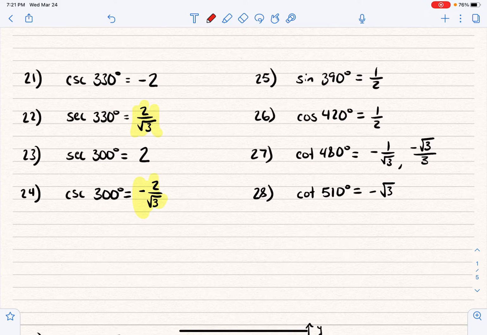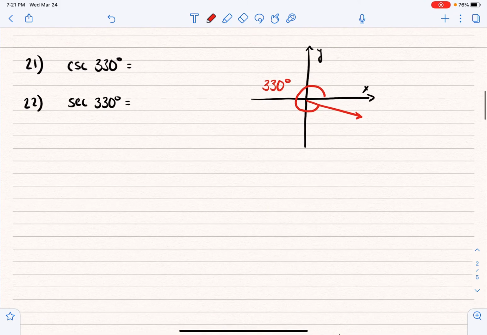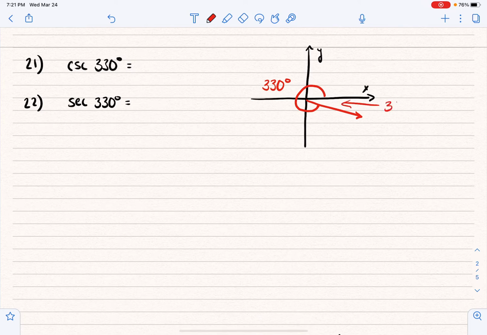Here's my hope. If I'm doing 21 and 22, my hope is that you would at least draw. They both were dealing with a 330 degree angle. So my hope would be that you would draw the angle. And then I realize that the reference angle inside here has got to be 30 degrees. So then I'm going to draw a 30, 60, 90 with the 30 in this corner. I'm going to say that the hypotenuse is 1, which makes the short side 1/2, and the longer leg square root of 3 over 2.